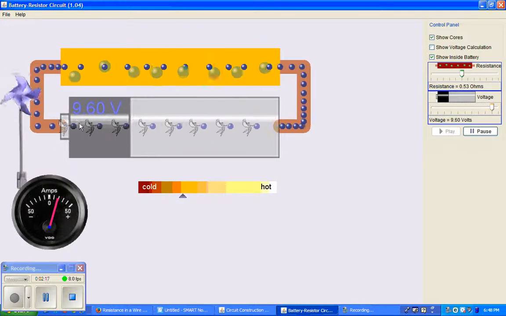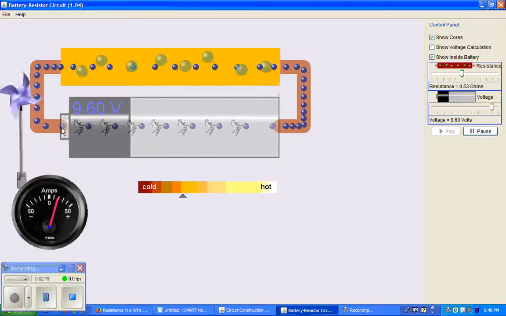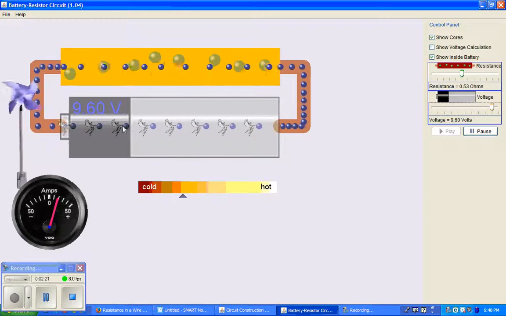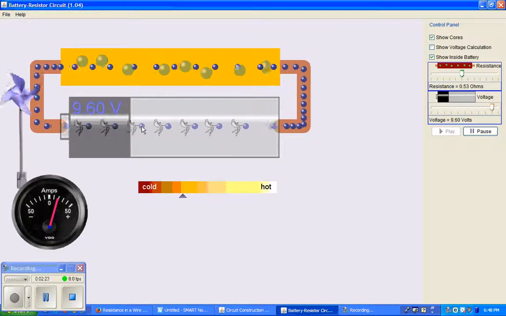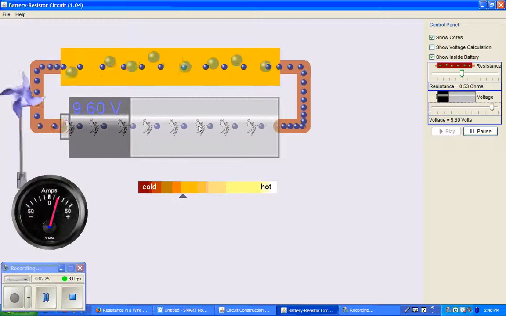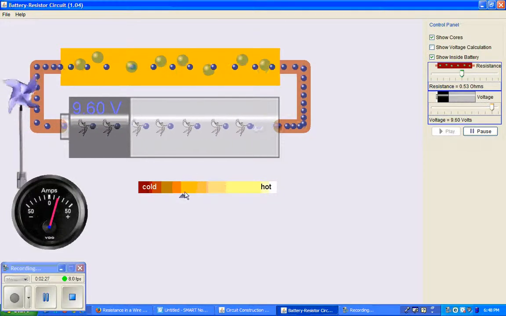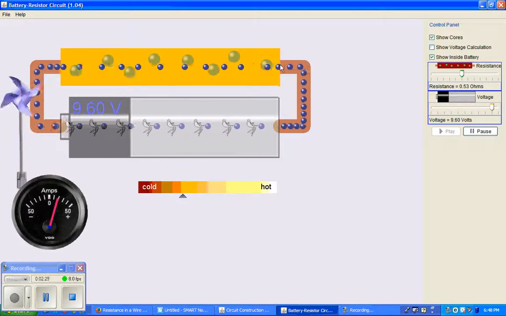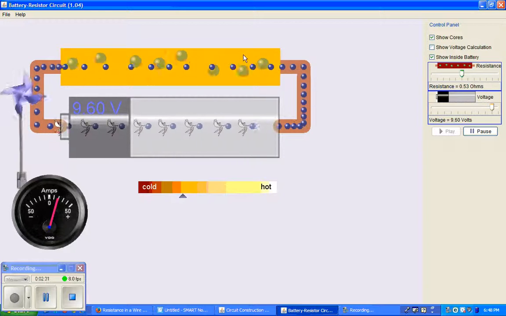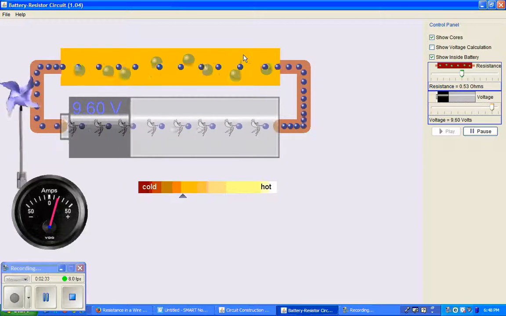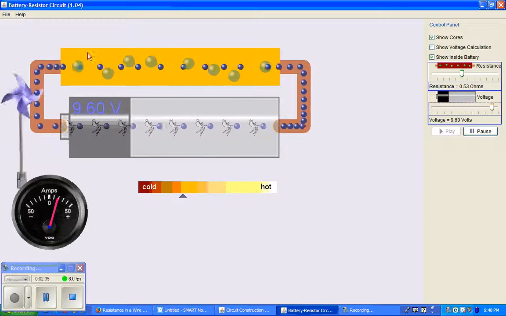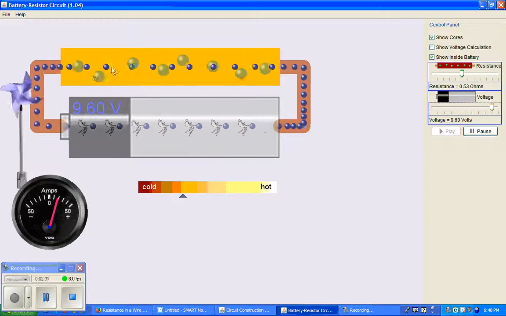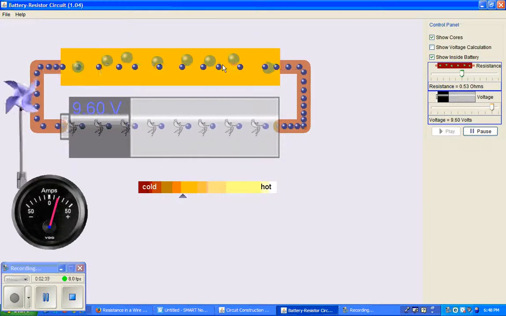The speed at which these cranes are bringing electrons from the positive terminal to the negative terminal, which represents the chemical reactions inside the battery, has increased. The temperature of our resistor has gone up. It's warm now because as the current has gone up, there are greater collisions between the electrons and the molecules that make up the resistor, and they're bouncing around more randomly, and we're getting some heat.